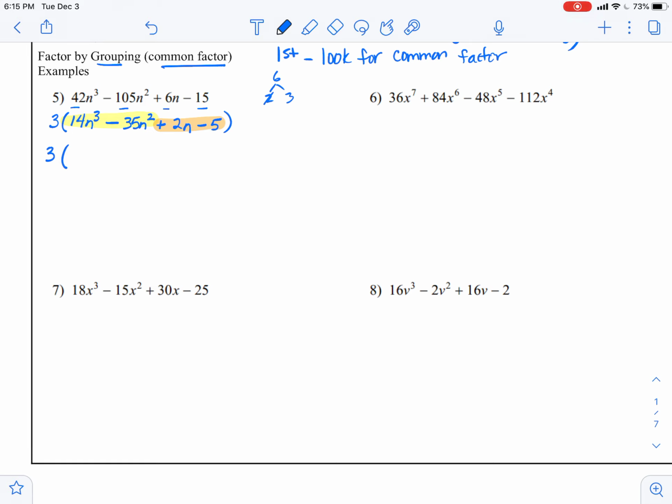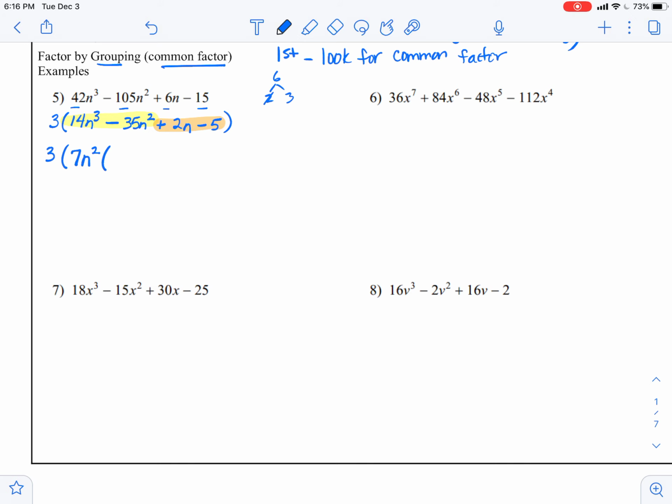So I am going to look for a number. So I'm looking in my yellow right now. So what is a number that will go into 14 and 35? Okay, and hopefully you can see that it's 7. Then the next is, what is my variable? I have an n cubed and an n squared. So it's the lowest, so it's n squared.